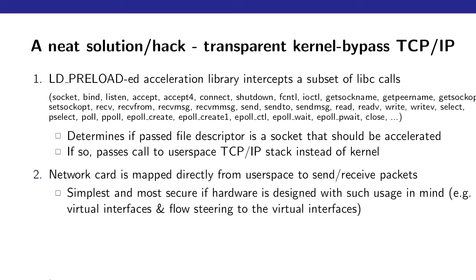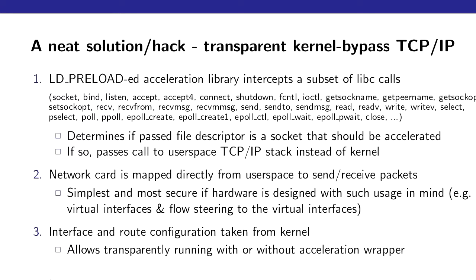So we've got this library that does the user space TCP IP stack. We've mapped at least some of the network card into it so we can send and receive packets directly. And then the third bit that makes this transparent, which a lot of people overlook, is that we pull the interface and route configuration from the kernel. What that means is that with that same interface, you can either run your program without the LD preload library, in which case all the calls go through the kernel and the networking works, or you run it with the LD preload library, and because the interface configuration is all the same within the user space stack, it just works transparently. And hopefully you get better latency than going through the kernel.